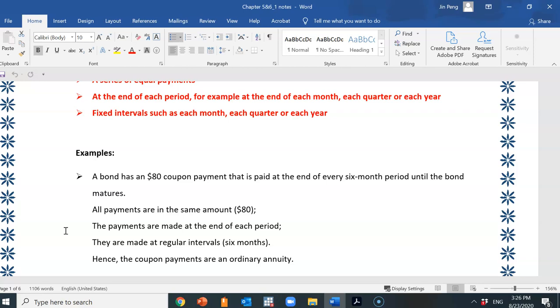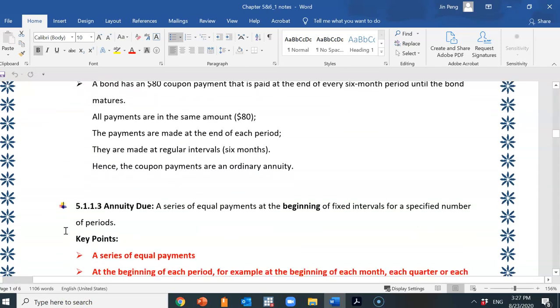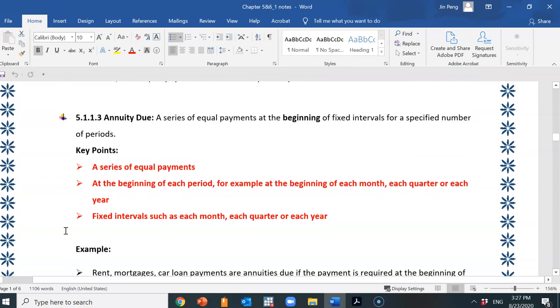Okay, again, this is my life example. If you can think of any of your own life examples of an ordinary annuity, please feel free to bring the example up in our discussion board for this class. Okay, so that's ordinary annuity.